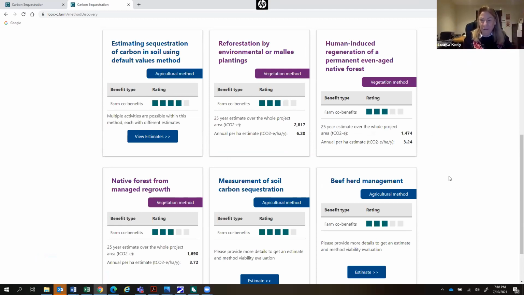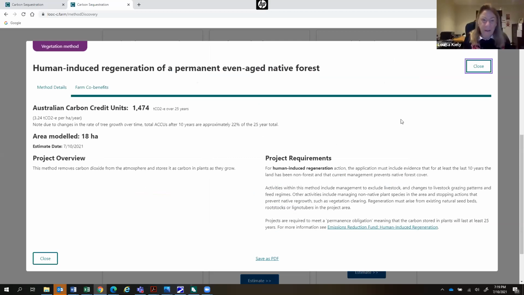The AACo is using it, if you're familiar with the AACo, which is one of our largest ones. And it has said that you're eligible for the human-induced regeneration of an even-aged native forest. And it said over a 25-year period, you will be able to earn 1,474 credits, which at least confirms that it's not viable for that method. Even if you thought that it could regenerate, if you left it and thought it would regenerate to forest, you can't plant it under that particular method. You can't plant it. And so you'd be sitting there hoping that it would return to forest. So, fairly low likelihood.